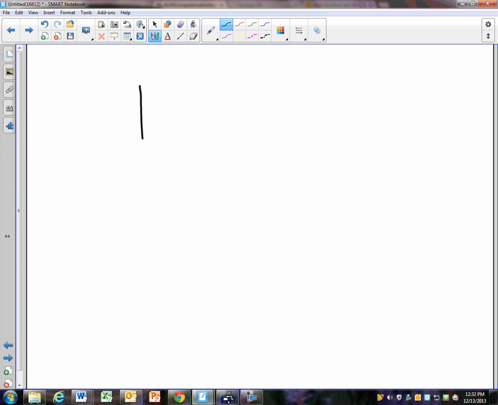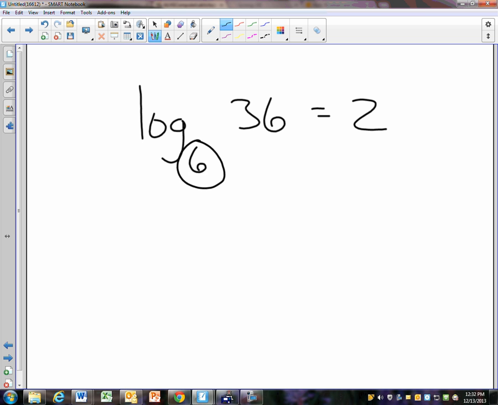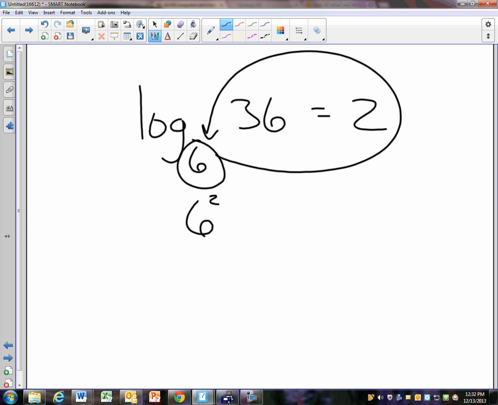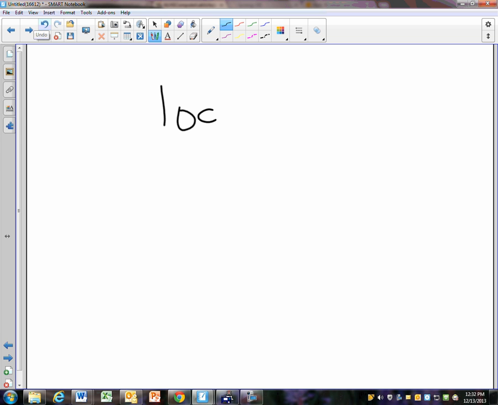All right. Log base 6 of 36 is equal to 2. So here's what she did. Circle the base. So 6 squared is 36. Okay, come show me.